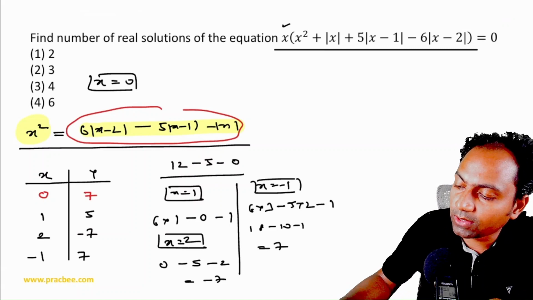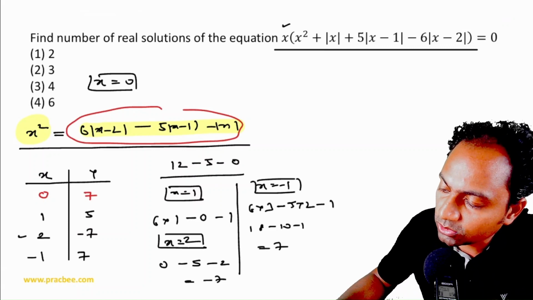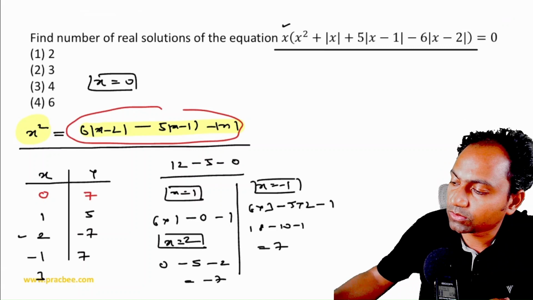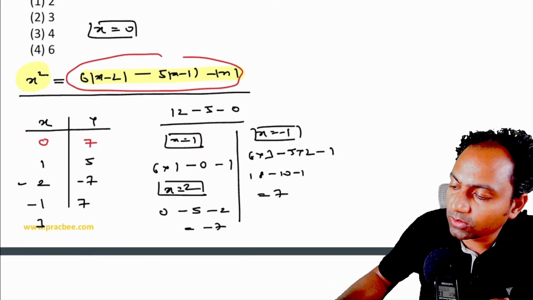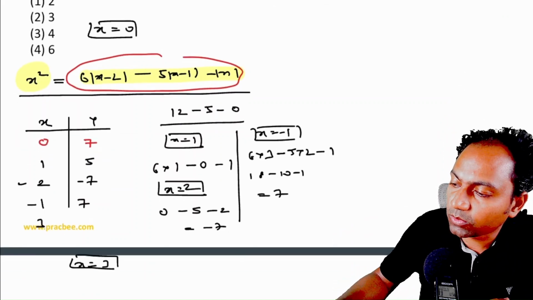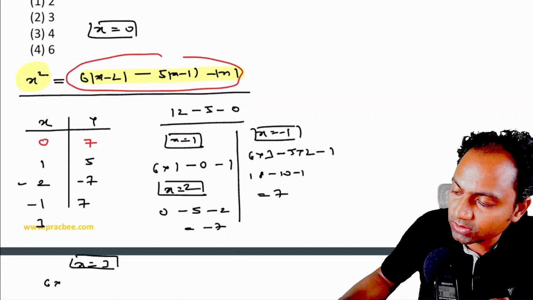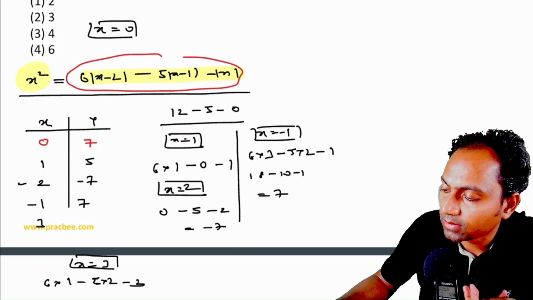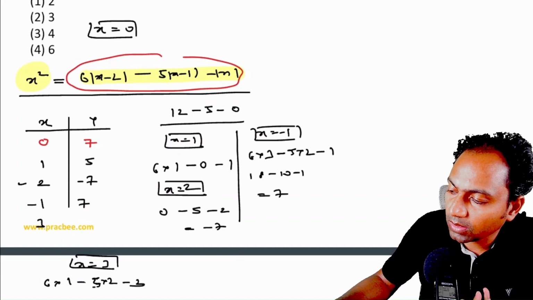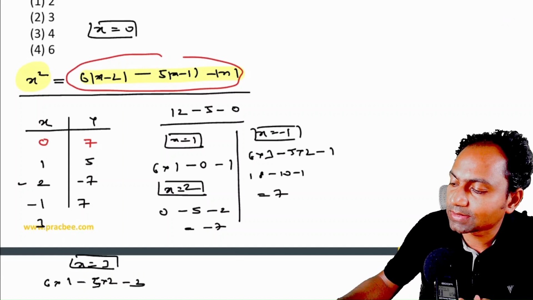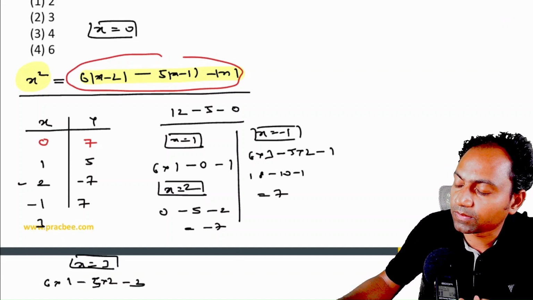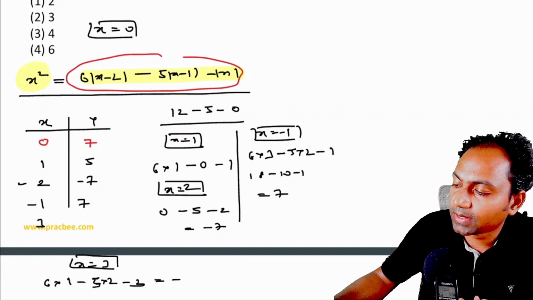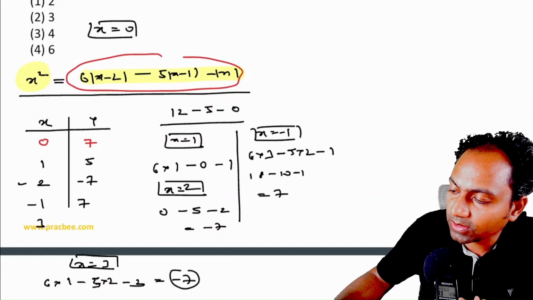And if I take a value that is greater than 2, we also have to consider that. So let us take the value 3. If I put x equal to 3, let us see what I get. On the right hand side, this becomes 6 into 1 minus 5 into 2 minus 3. And if I do so, this is 6 minus 10, that is minus 4, minus 3, minus 7. This value remains minus 7.